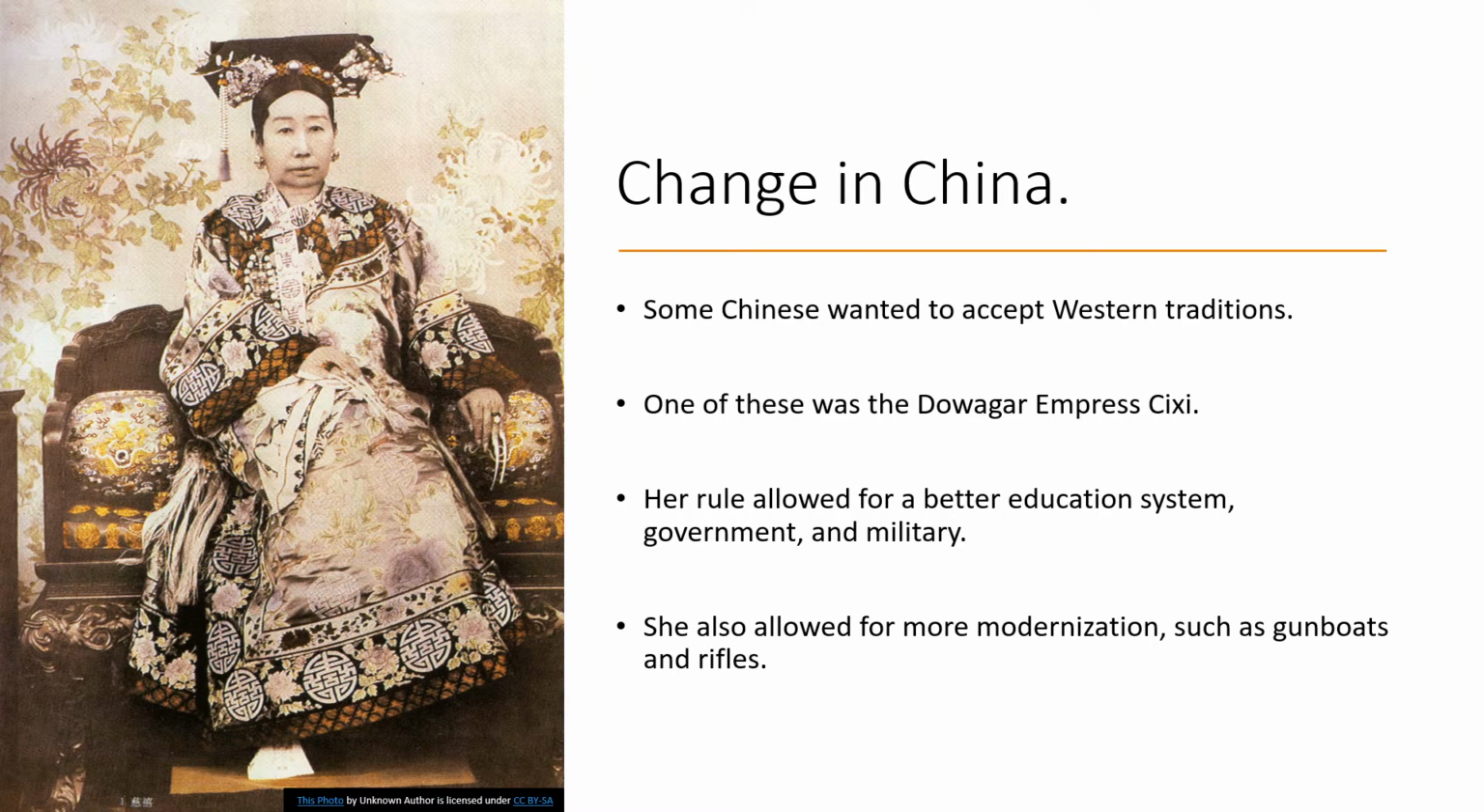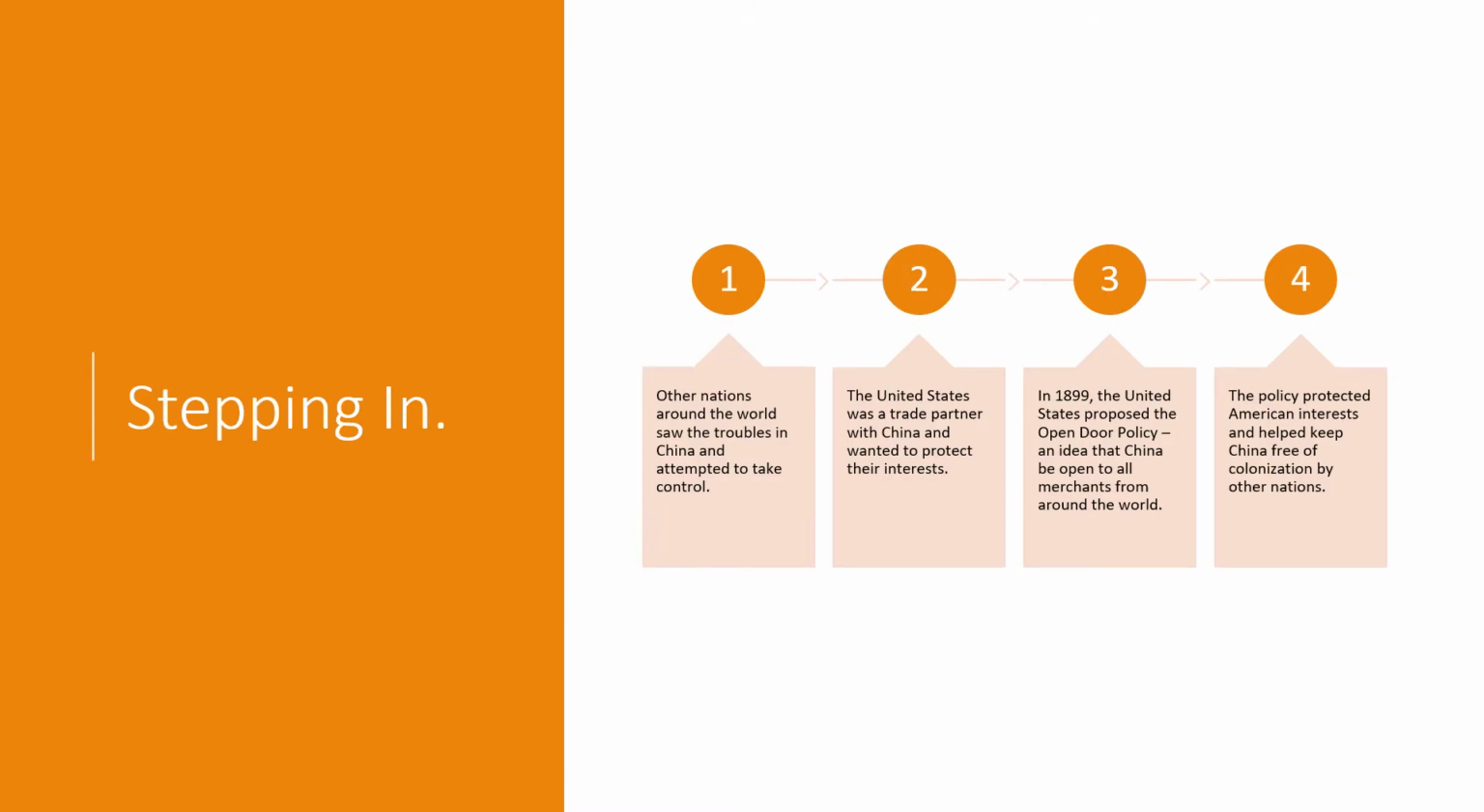Another change in China. Some Chinese actually wanted to accept Western traditions, and one of these was the Dowager Empress Cixi. Her rule did allow for a better education system, a better government, and a better military. And she also allowed for more modernization to occur, such as gunboats and rifles.